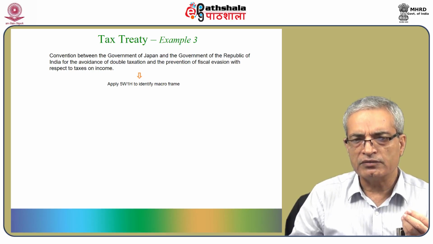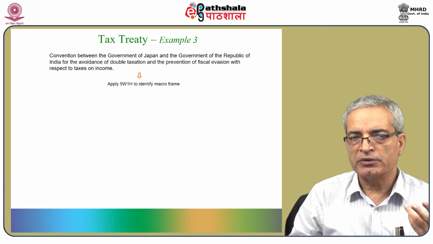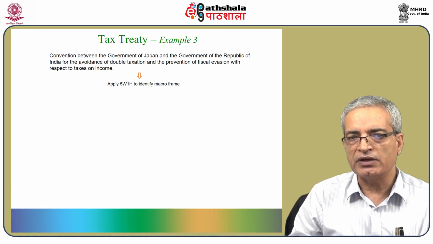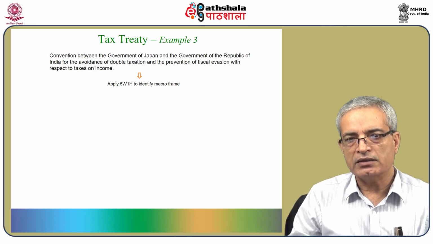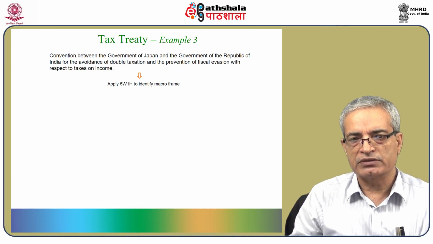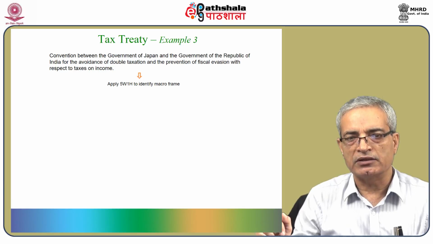Now, looks very, very difficult. No? Let me simplify it. Convention between India and Japan or Japan and India makes it simple. For the avoidance of double taxation and the prevention of fiscal evasion with respect to taxes on income.